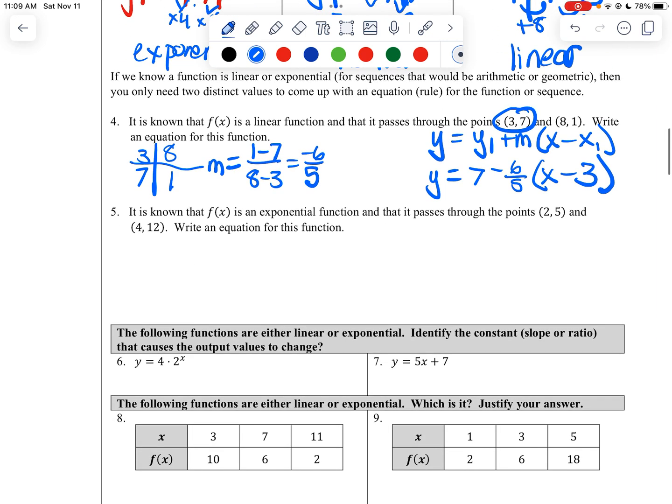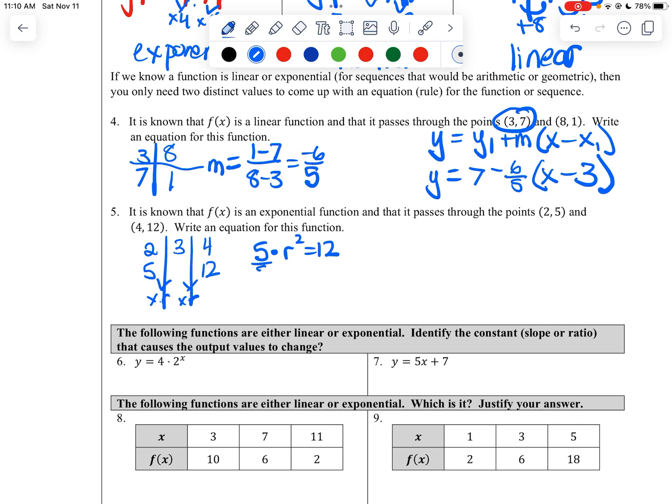And then let's see, how could we do an exponential? So I know it goes through (2, 5). I don't know 3. 4 goes with 12. So how can we find our common ratio here? Because it's not slope. So I know I multiply by something, I multiply by something. So I could write the equation 5 times r squared equals 12. Because if I multiply by r twice, I end up with 12.